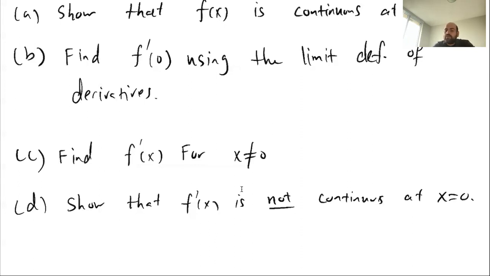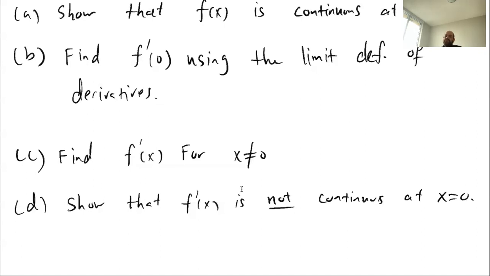But then part D, you want to conclude that f prime is not continuous at 0. So f is continuous at 0. Even more than that, it's differentiable at 0. But we can look at f prime of x as a function itself, right? And any function could be continuous or discontinuous at any point. So f prime of x, when we look at it as a function by itself, it's not continuous at 0.